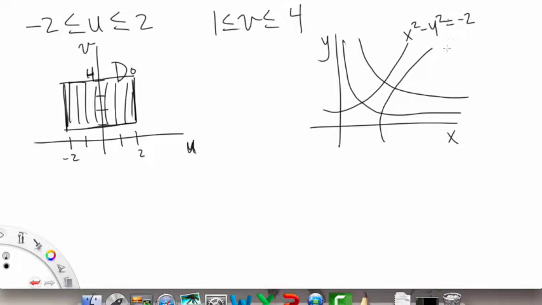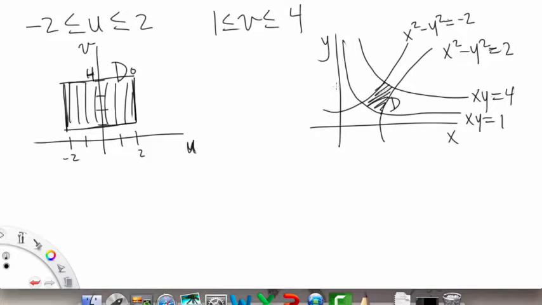This is negative 2, and x squared minus y squared equals 2. And this is a similar example, as I mentioned, from your book, except they use negative 3 and 3, and I just used 2's instead. And this is xy equals 1. So basically what we're looking at in here is this region. This is our D. Okay?